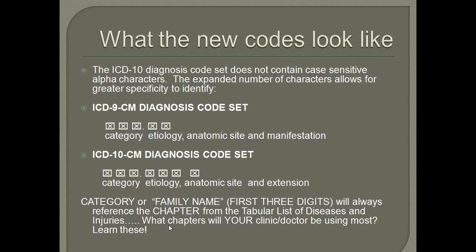So remember that the category or the family name, which is what we refer to in the first 3 digits, will always reference the chapter from the tabular list of diseases and injuries. The question is, what chapters will you, your clinic or doctor, be using the most? Learn those chapters, at least learn which chapter they are in. Within the chapter, you're going to have thousands of codes, but you're not going to have to learn all of them. You're going to need to learn basically your top 25 to 50 codes and the mapping of those codes. And we'll be working on that next week.